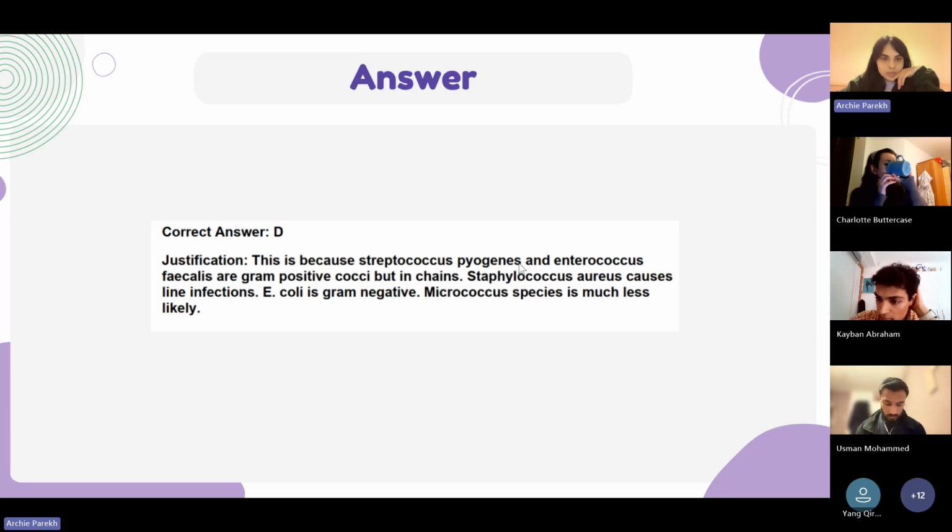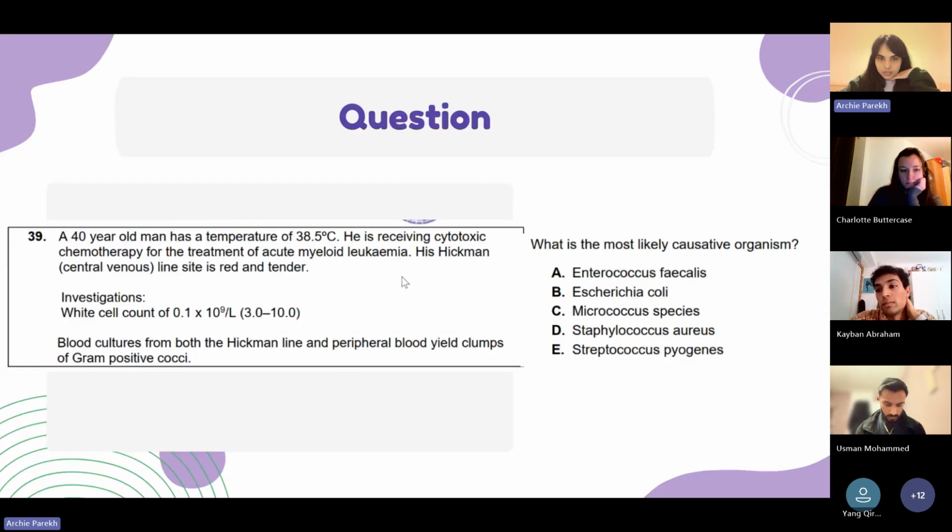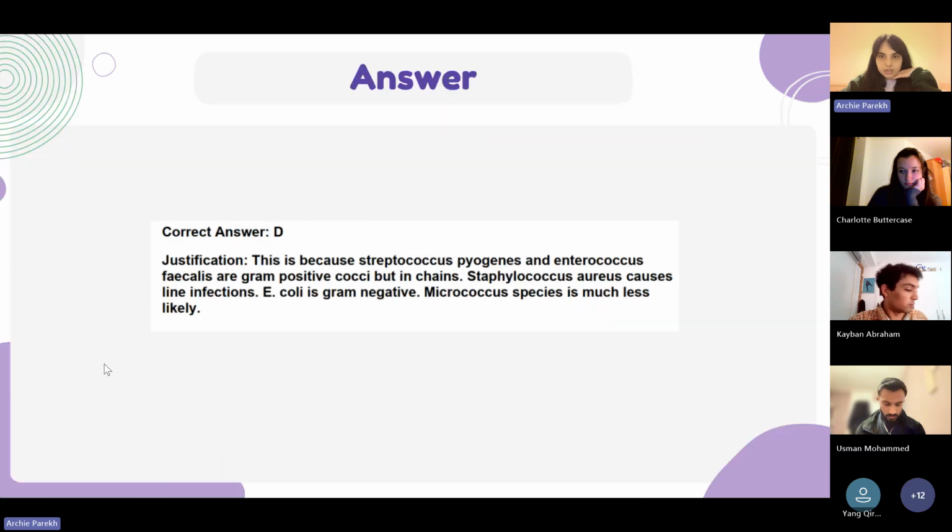So strep. In the justification for the answer, they've only focused on the gram-positive cocci part, where streptococci are mostly in a chain. Staph aureus causes line infections. What we need to remember is that if you hear of line infections, for example through a catheter, a central venous line, or an arterial line, it is most likely going to be Staph aureus unless they have other very obvious pointers towards something else.